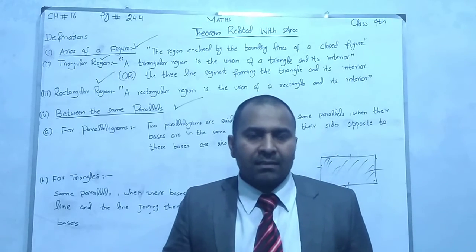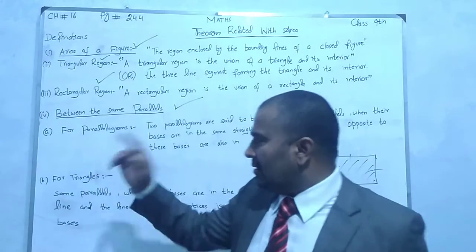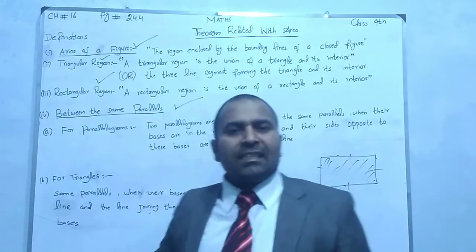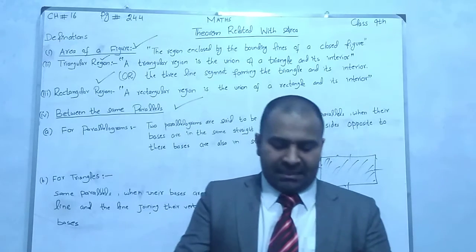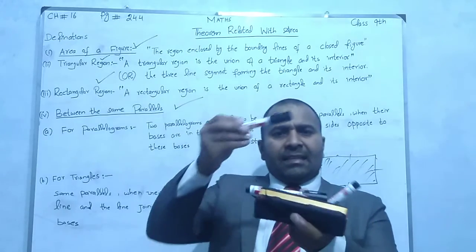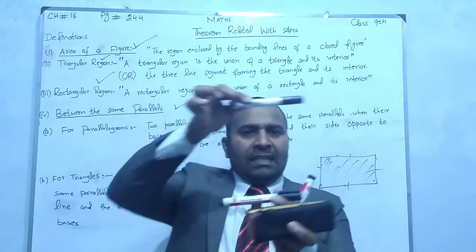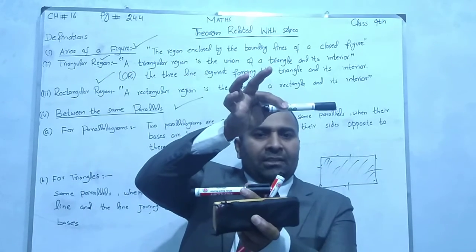Between the same parallels. And I divide it into three parts as per the book. Number one, for the parallelogram. We will discuss between the same parallels. Parallel means like this, which have the same direction like this. These are parallel. These are also parallel. These are also parallel condition.